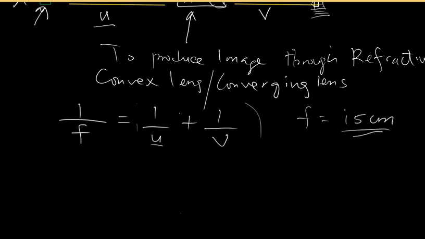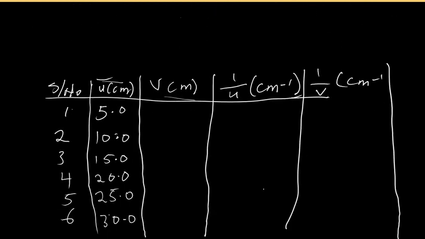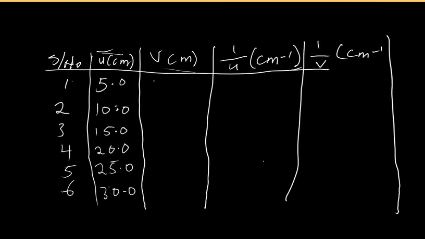So once you find the focal length, 15 cm, for the rest of the practical you don't need to actually touch the practical instrument. You just use this value and get what you're looking for. So with this value now, let's populate our table. We're going to find the corresponding image distance, then we get the reciprocal.